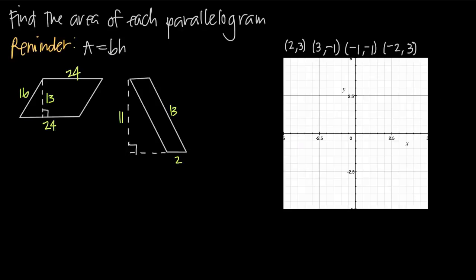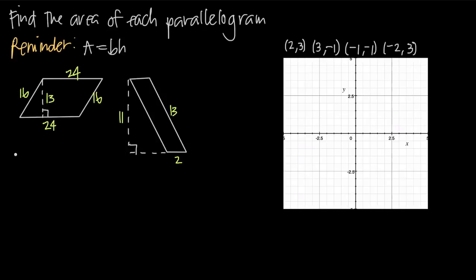But what about the height? That's when we have to be a little bit careful, because the height we're interested in is not the slant height. So this slanted side here, its length is 16, which tells us that the opposite side over here is also 16, since opposite sides are congruent. But we're not interested in the slant height. We're interested in this height here through the center of the parallelogram. And in this case, that height is 13.